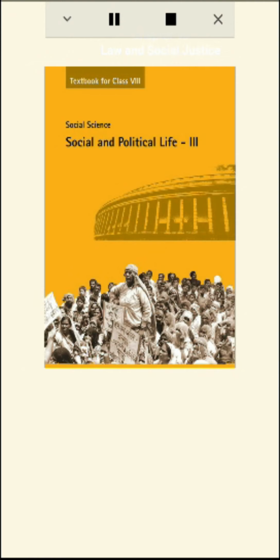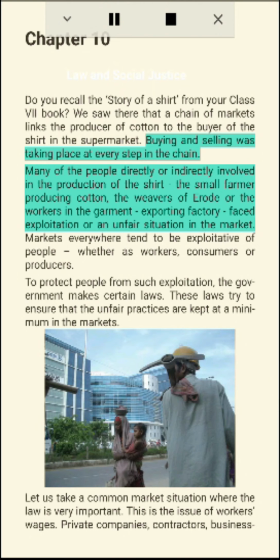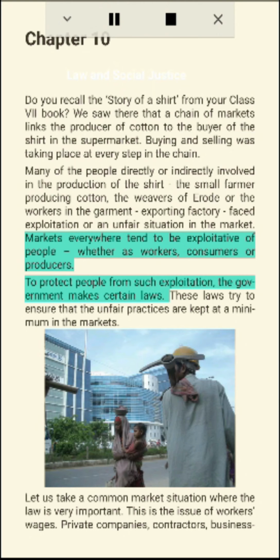We saw that a chain of markets links the producer of cotton to the buyer of the shirt in the supermarket. Buying and selling was taking place at every step in the chain. Many of the people directly or indirectly involved in the production of the shirt, the small farmer producing cotton, the weavers, or the workers in the garment exporting factory, faced exploitation or an unfair situation in the market.